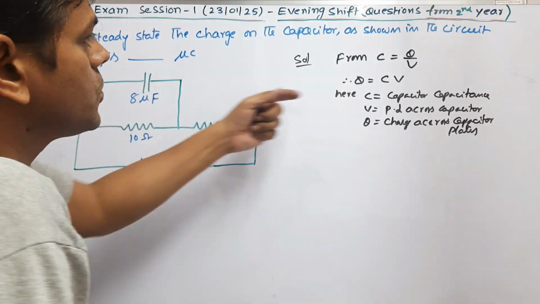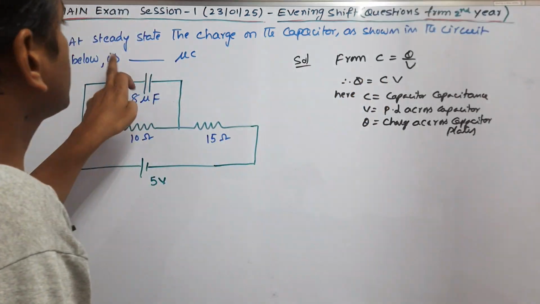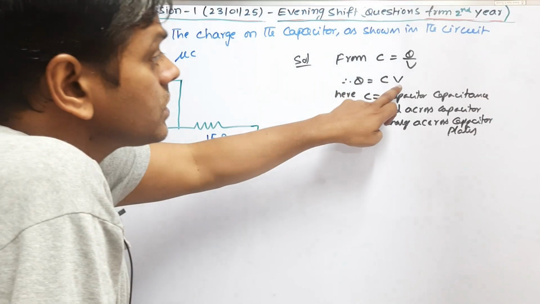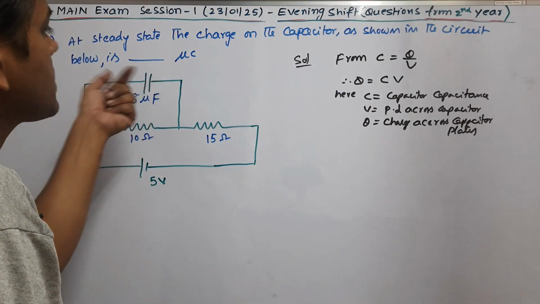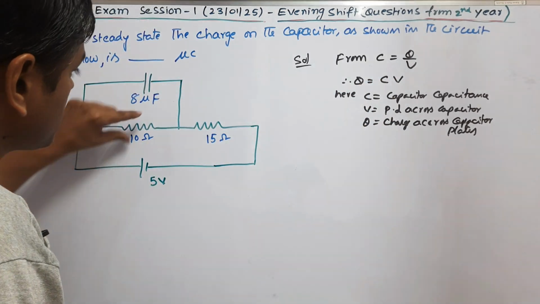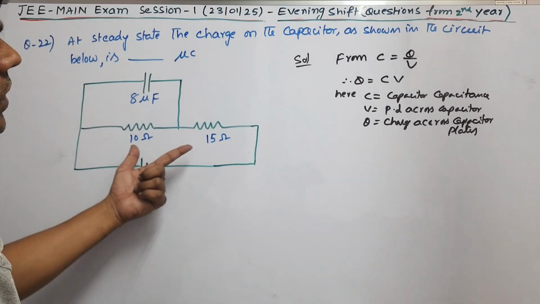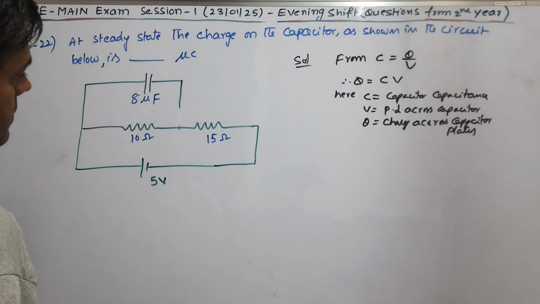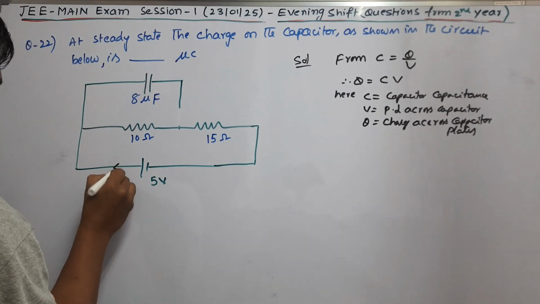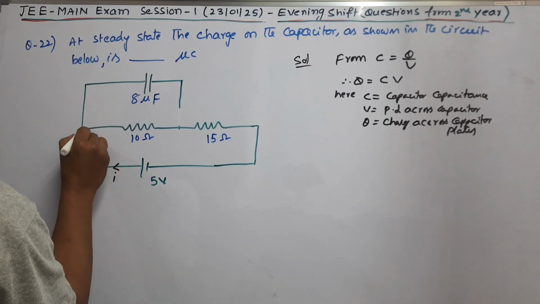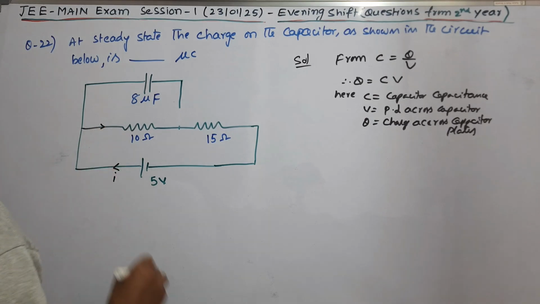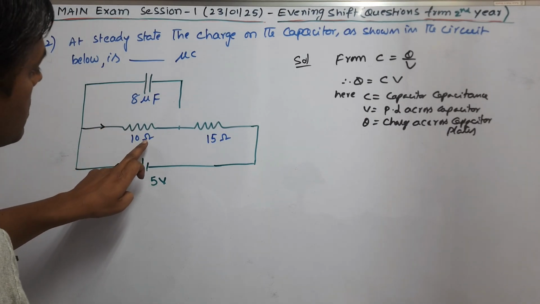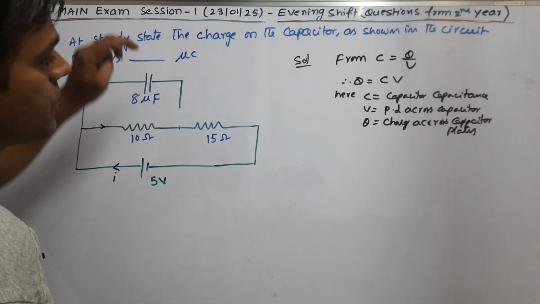The capacitance is already given, but you don't know the potential drop across this capacitor plate. For that you can use the next diagram. You can disconnect this capacitor. So what happens? The current starts flowing from the positive end, and the same current passes through the 10 ohm as well as the 15 ohm.